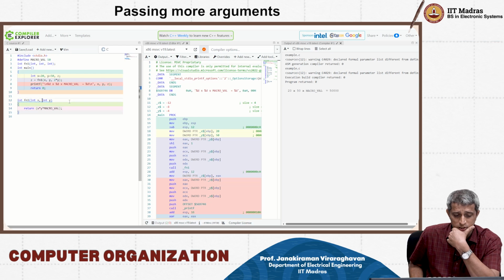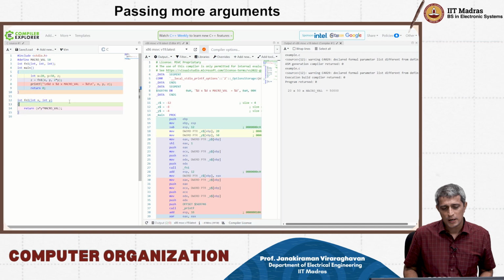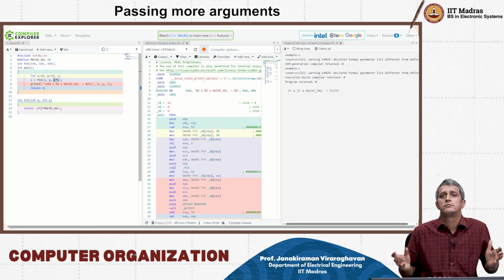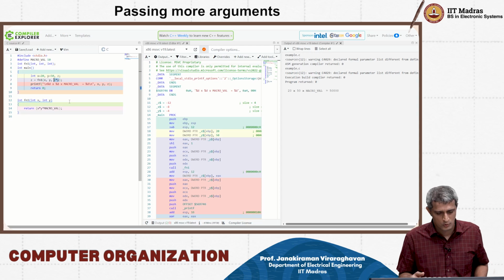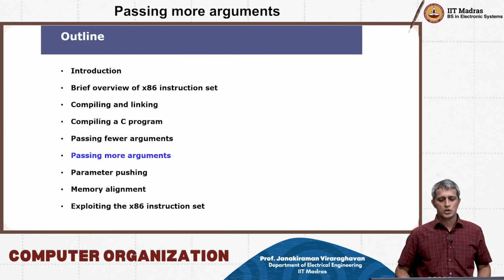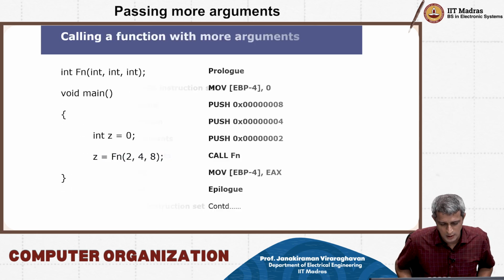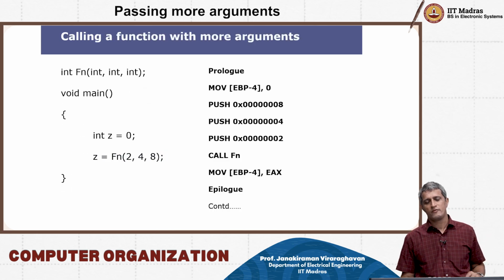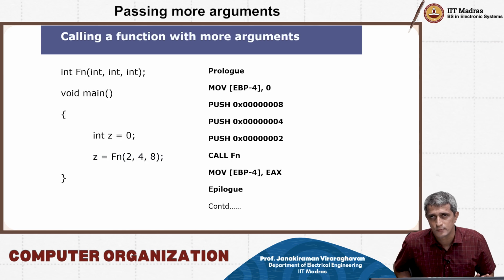What is the expected answer, by the way? We will come to that in some time, but effectively you are doing x into y into some macro val. So this 200 does not seem to be getting used. We will see why that is the case in the next example. What we want to do now is understand what happens when I pass more parameters.